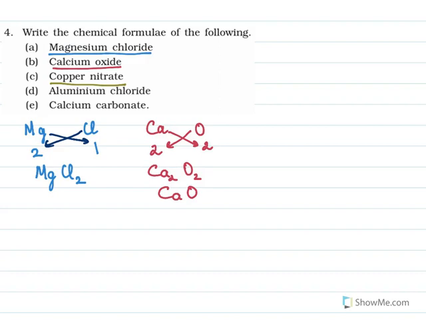Copper nitrate. So copper has 2 valencies, 1 and 2. They should mention it. However, we will take 2 here, and nitrate is NO3 valency minus 1. So you crisscross, you get copper 1, nitrate, you put a bracket because it's polyatomic, 2. So this is copper nitrate, Cu(NO3)2.